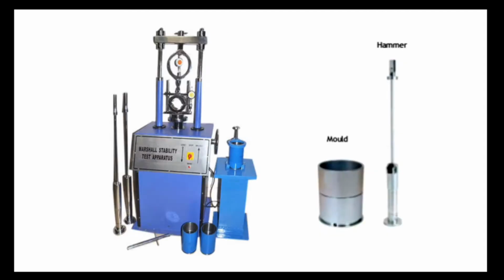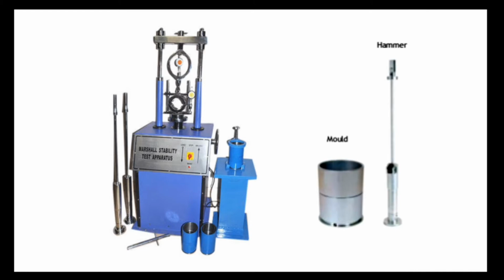The apparatus for this test, as you can see in the figure, are the cylindrical mold with the diameter of 10.16 centimeter and 6.35 centimeter of height. Next is the compaction hammer with a weight of 4.54 kg, which will fall from a height of 45.7 centimeters. Third is the sample extractor. Fourth will be the breaking head to apply load on the periphery of the mold. Then fifth will be the dial gauge to measure the deformation.